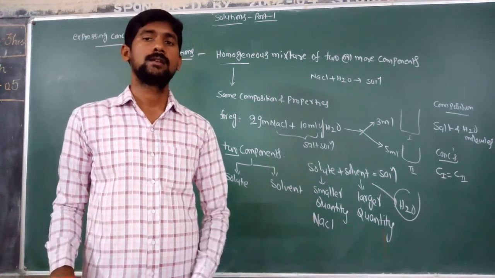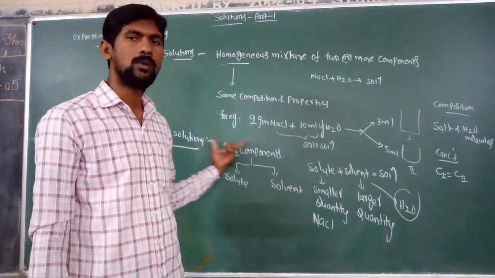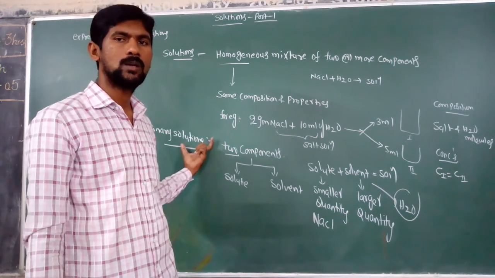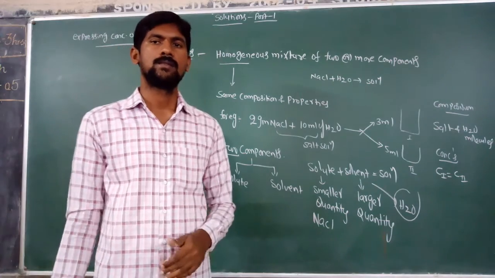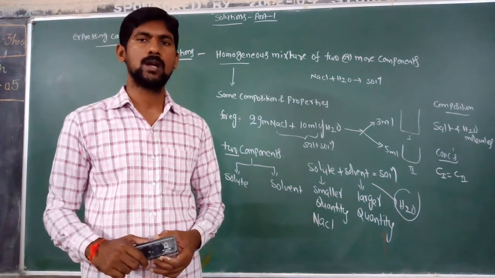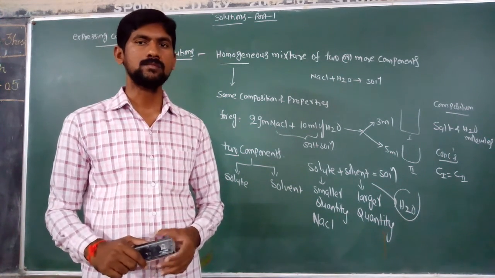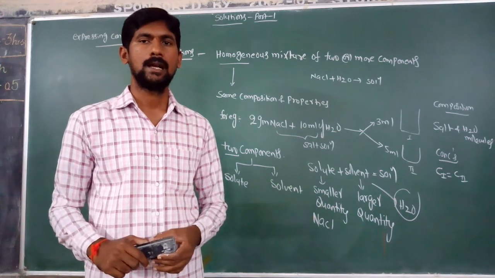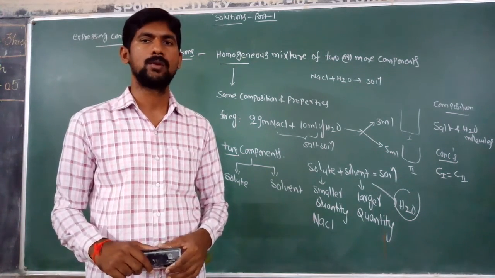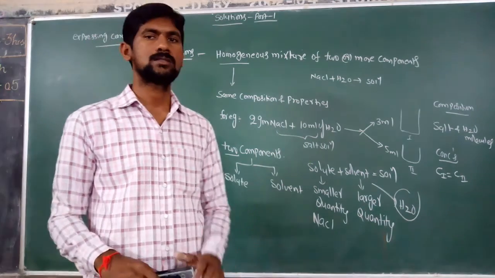Suppose a substance contains two components only. What is the meaning of two components? Binary solutions. Suppose a solution contains more than two components, like 3. In that, one component is solute and the other components are solvents. You can treat it as one component is solute and the other components solvent. So this is the meaning of solute and solvent.